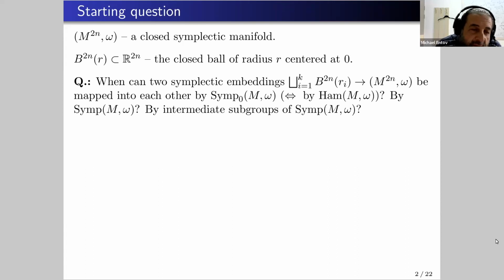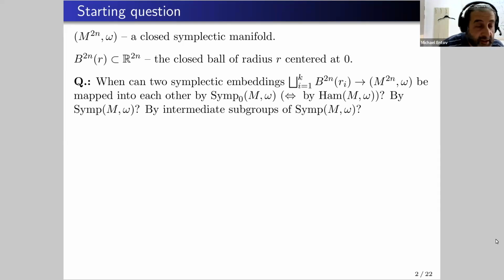Can they be mapped into each other by the group of symplectic isotopies? In this case, this is the same as by Hamiltonian isotopies, or by just any symplectomorphism, or by some intermediate groups of symplectomorphisms, for instance, symplectomorphisms acting trivially on homology. So this is the motivating question for the study, and very little is known about this in dimension higher than 4.